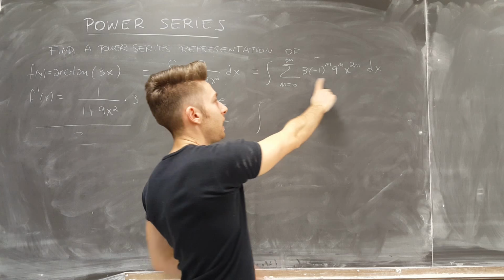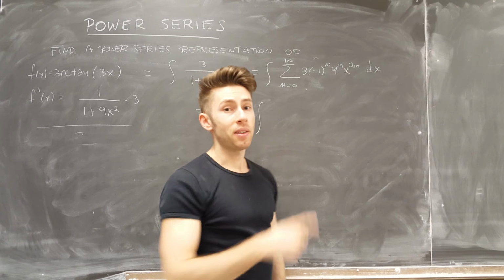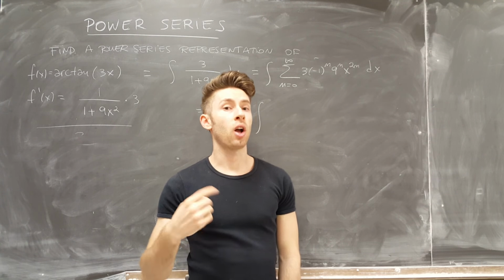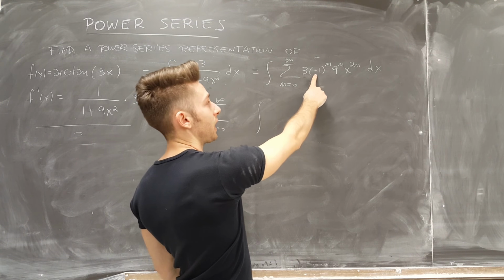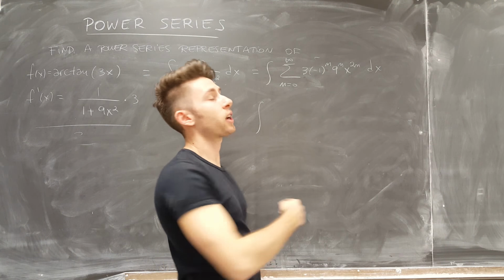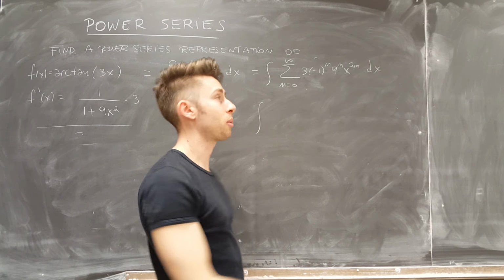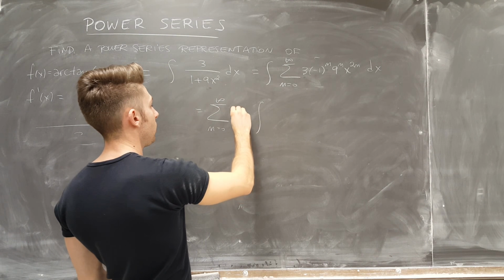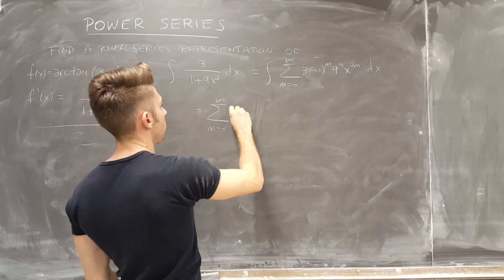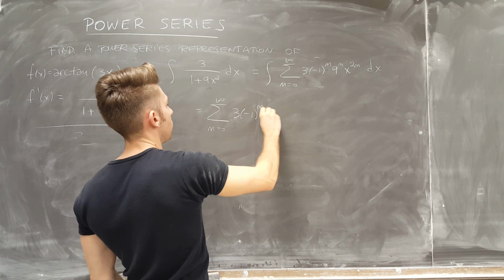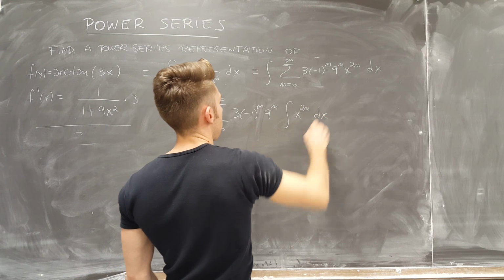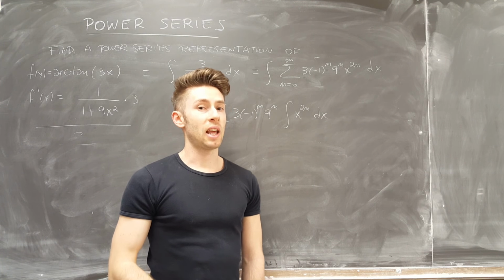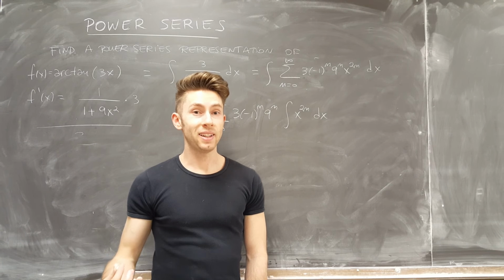Now, this integral is in x. So everything that does not depend on x is a constant, so I can take it outside. So 3 is a constant, negative 1 to the n, and 9 to the n are constants with respect to x. So I'm going to bring them outside. So here, 3. And finally, I'm just left with the integral of x to the 2n.